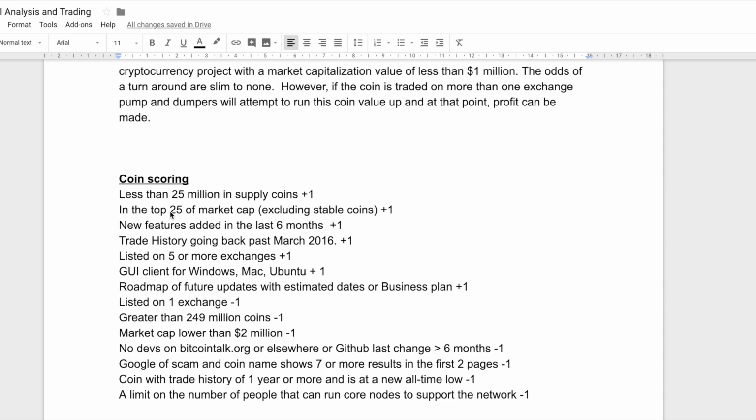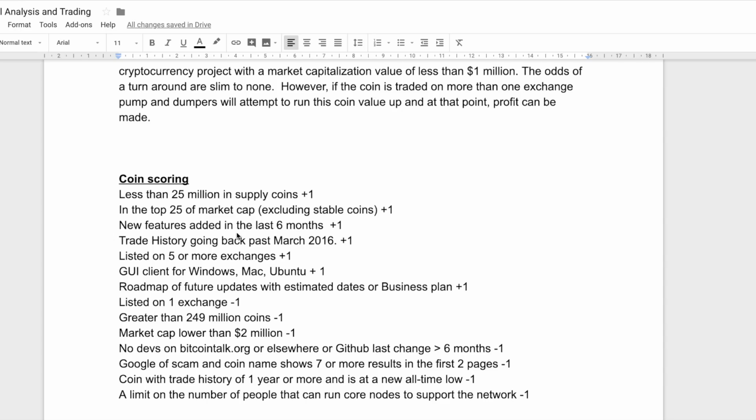In the top 25, the coin must be in the top 25 in market capitalization, excluding the stable coins. So if you take out all the stable coins that are in the top 25 and your coin falls into it, hey, guess what? It got a +1.